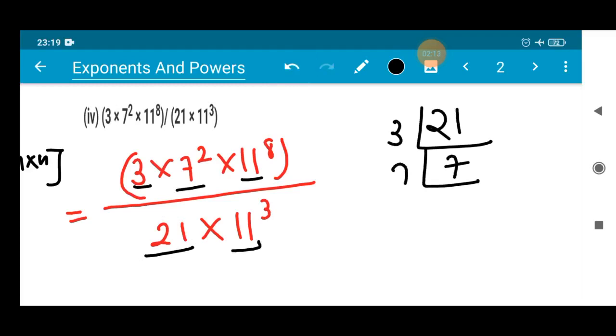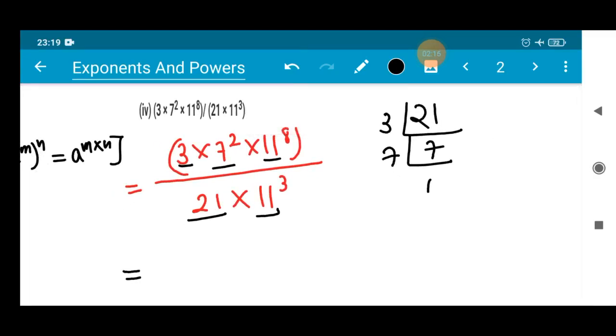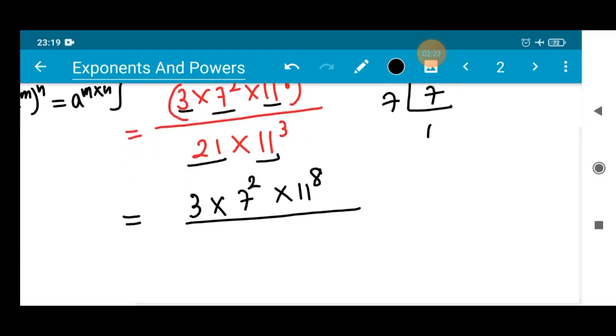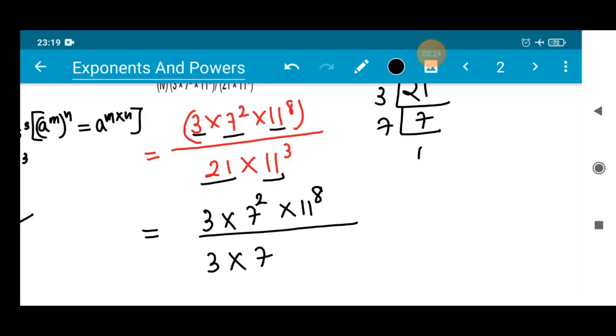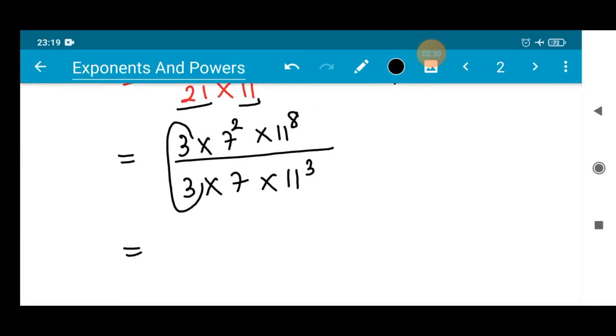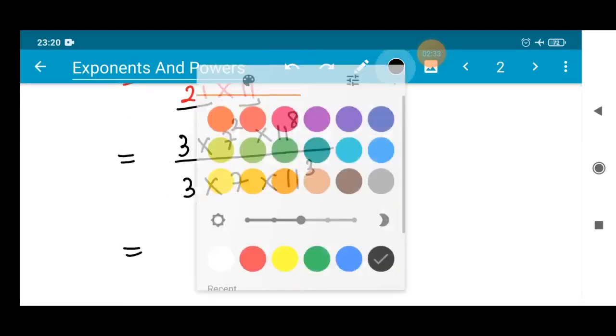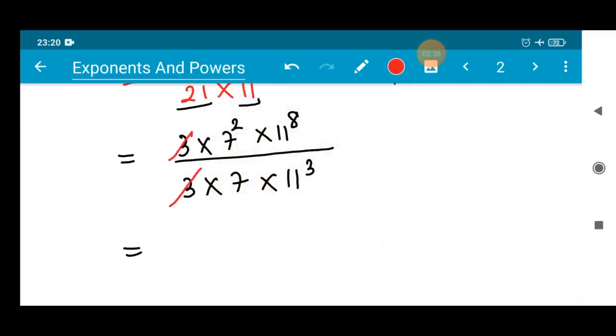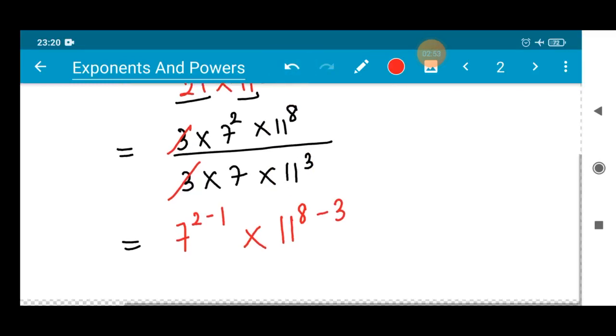3 7s are 21, 7 1s are 7, right? So 3 into 7 square into 11 to the power 8 divided by 21 can be expressed as 3 into 7 into 11 cube. Now you can see we have the same base and a division sign, so I can directly cut this. Here you have the same base, division sign is there, so I can write 7 to the power 2 minus 1, into 11 to the power 8, and here also the base is same and there is a division sign, so I can subtract the exponent.